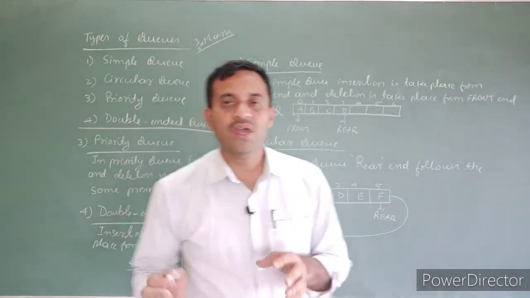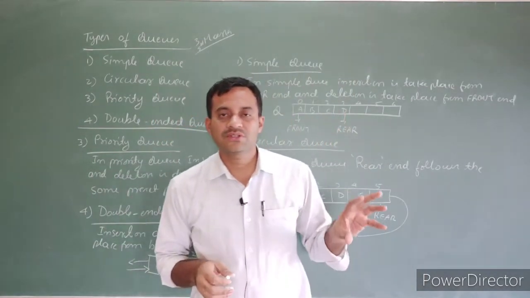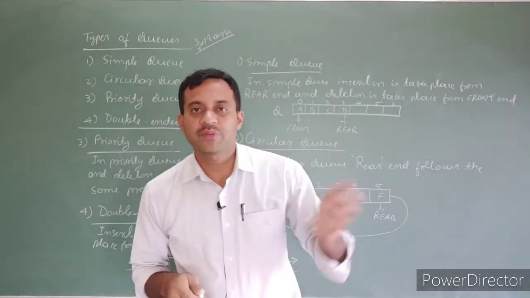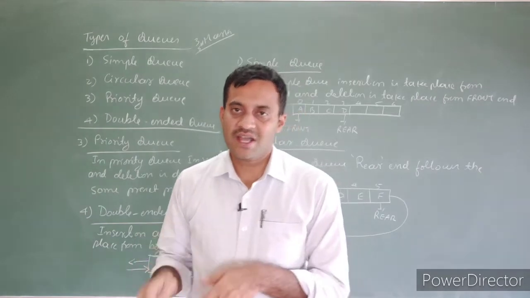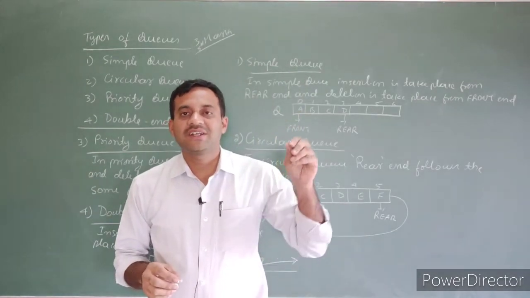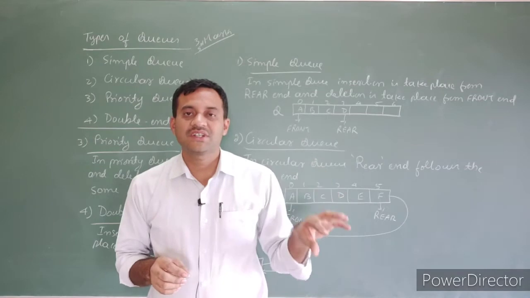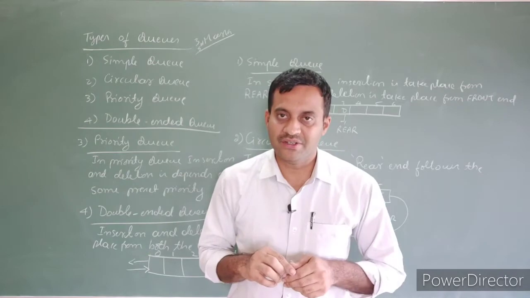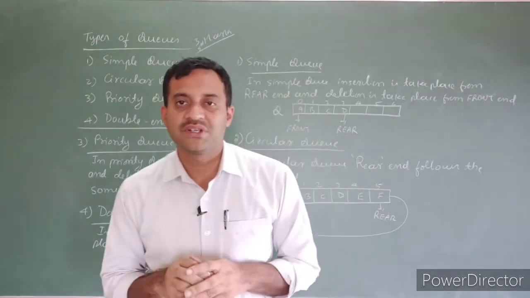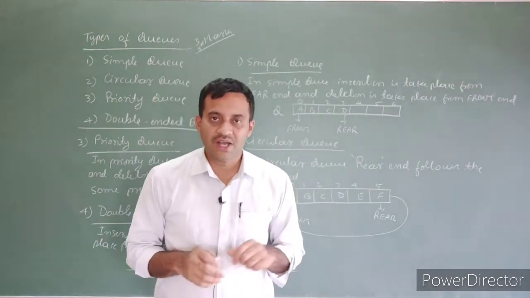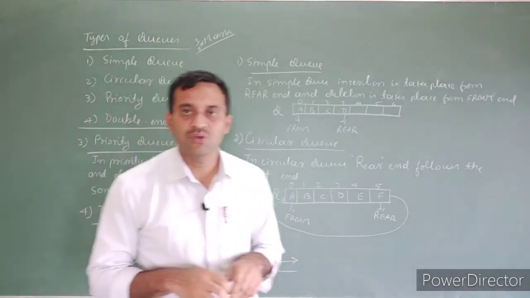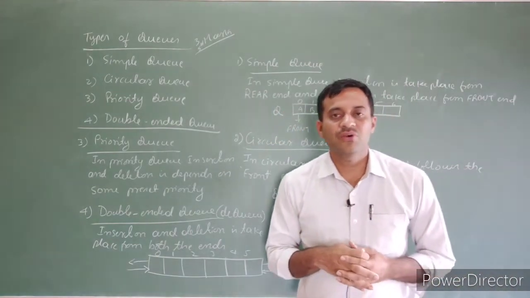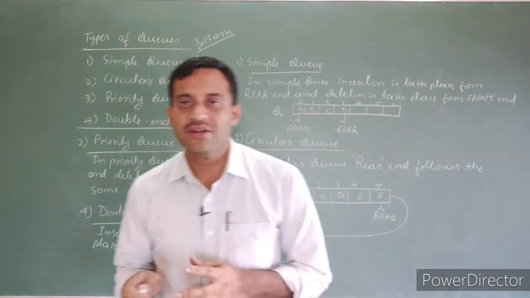Then the difference between queue and stack is that queue follows first in first out principle. Stack follows last in first out principle, because in a stack the last inserted element is deleted first. But in a queue, the first inserted element is deleted first. That is the major difference between queue and stack. Then in a stack there are no types, but in a queue there are 4 types. The first one is simple queue, second one is circular queue, third one is priority queue, and fourth one is double-ended queue or DQ.